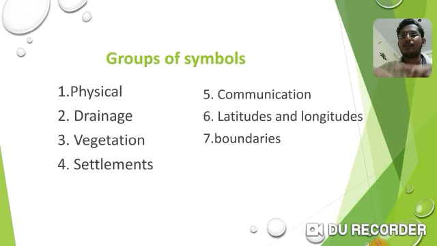They are physical, drainage, vegetation, settlements, communications like road, transport, ways of transport, or a railway line, etc., latitudes and longitudes, and finally boundaries like the boundaries of a nation or state or districts or whatever. So this is the gist of this chapter.